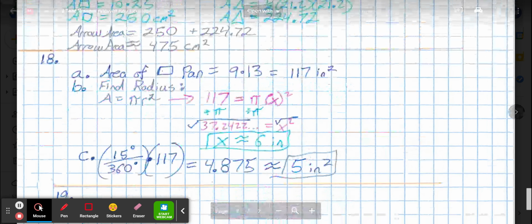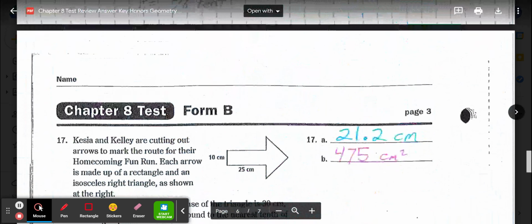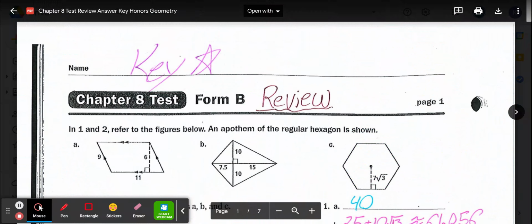So I know this was a longer review, a lot of work to be shown, a lot of multiple steps. So if you have any questions in between now and your test, please make sure to come see me and I can help you out with understanding the different types of problems.